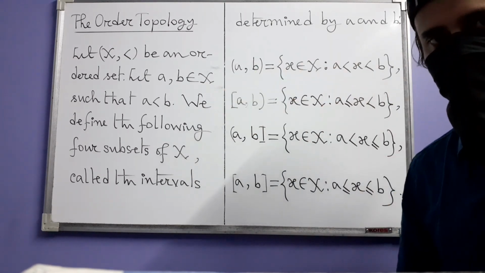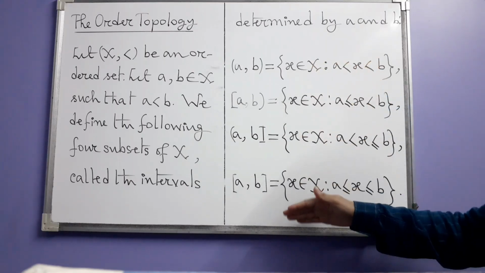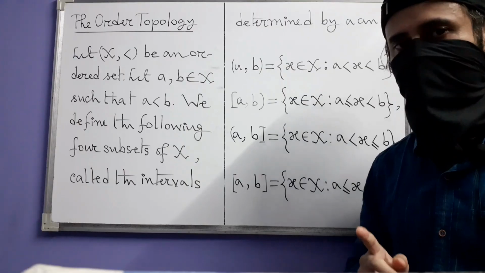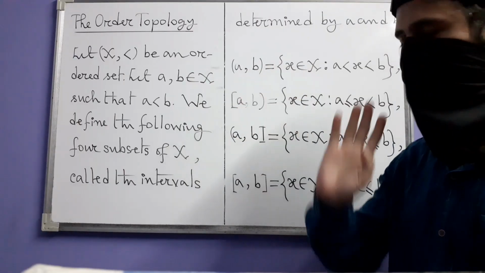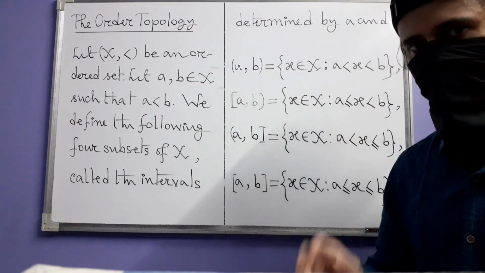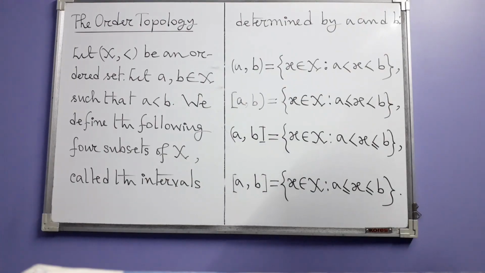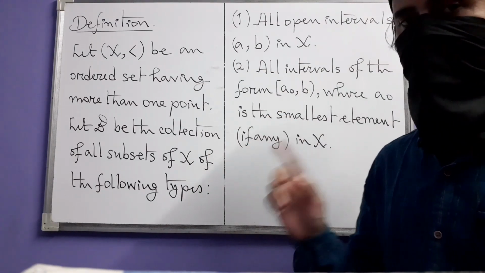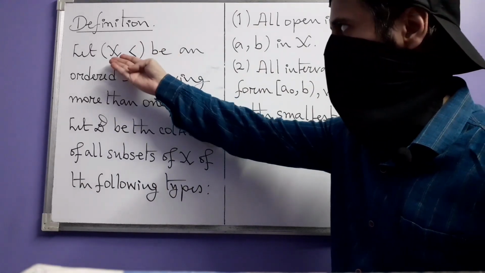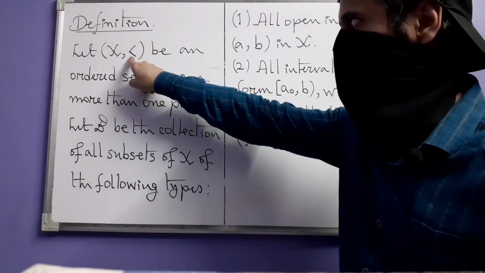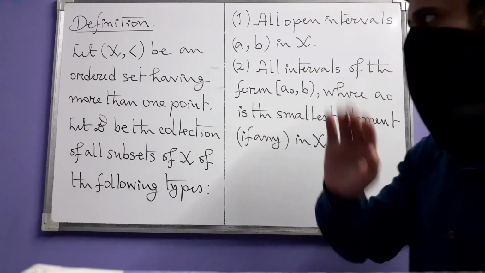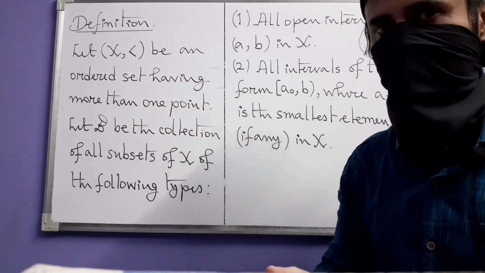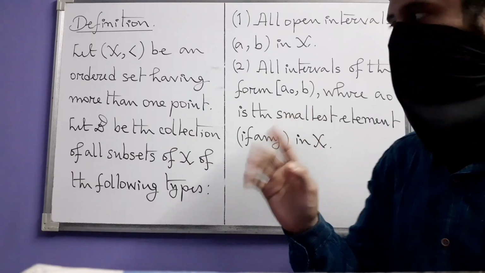You are actually already familiar with these sets in your system of real numbers, but this is in a general ordered set. Now with the help of these intervals, we are going to define a topology on any such ordered set X, and that will be the order topology. So this is the definition of the order topology on an ordered set. So again, let X be an ordered set with some order relation, and this is important, X has more than one point. X is not a singleton set.